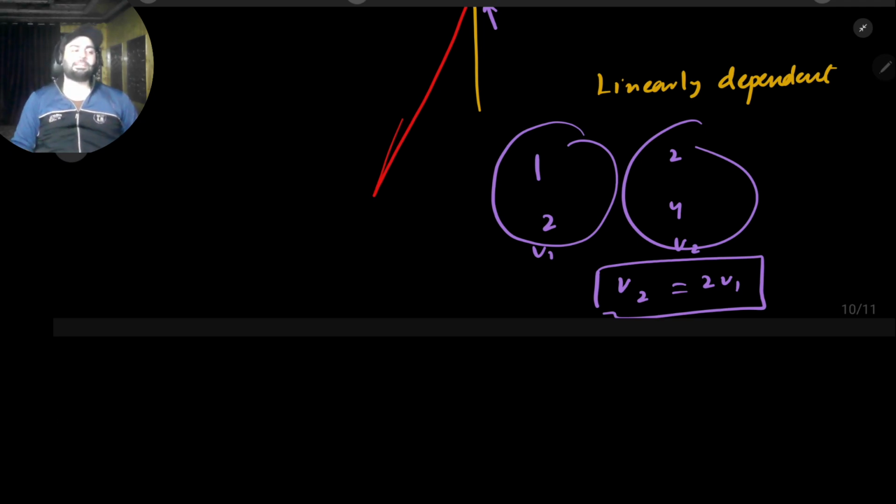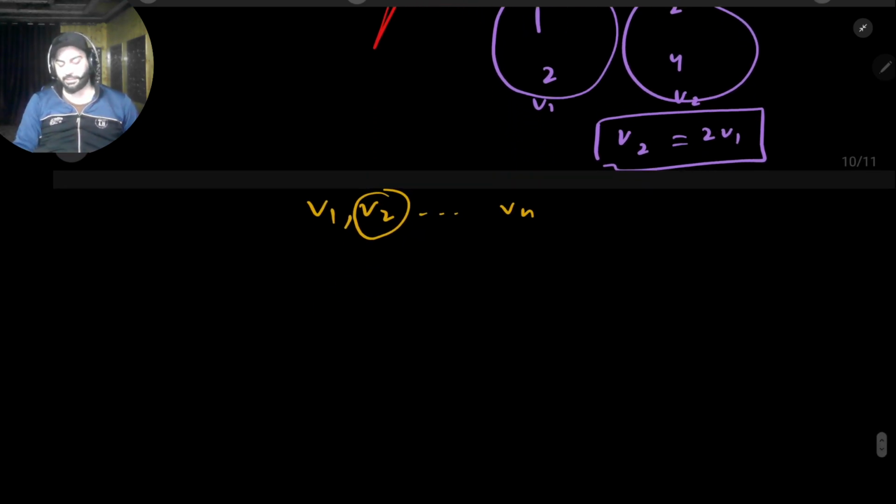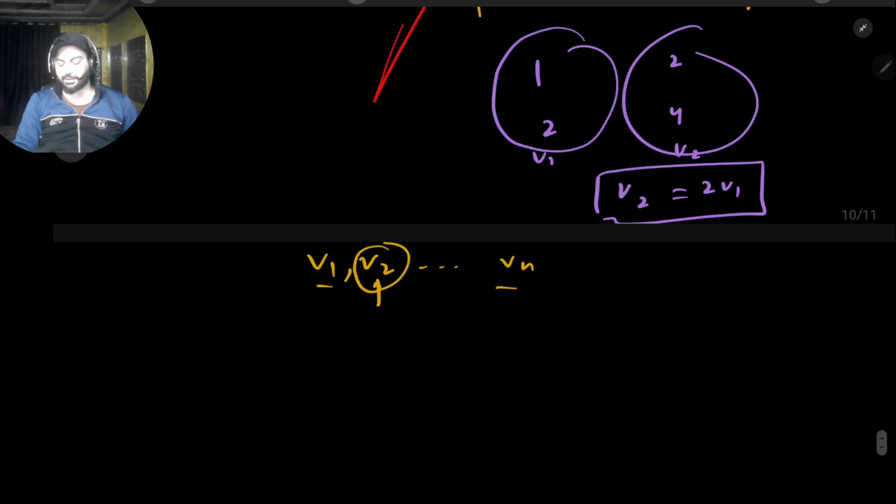So what is the meaning of linear dependence? If we have vectors v1, v2, up till vn, and some vector in this set, let's say v2, can be represented by the other vectors, then we call this set a linearly dependent set, because one vector can be written as a combination of the other vectors. In the example that I gave previously, we had vectors v1 and v2, and we were able to write v2 using v1.